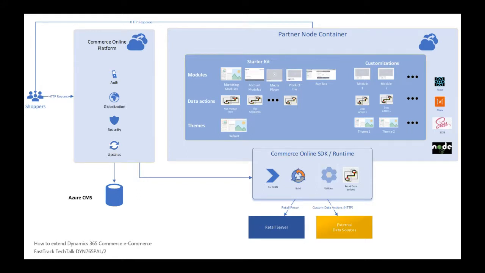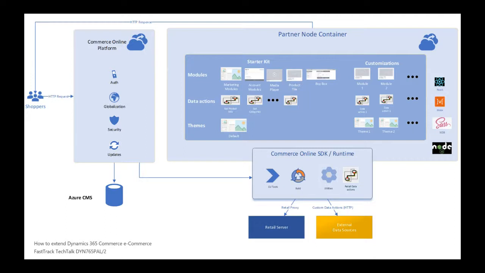What this slide is showing, over on the left, is a shopper who's hitting your website, so an HTTP request comes in. Our Commerce Online platform will do the authentication because we support signed in or anonymous. Any kind of globalization, it'll determine if there are any locales in the website and which site to load. In essence, it's going to go to the CMS system and load a series of JSON files that it stitches together.